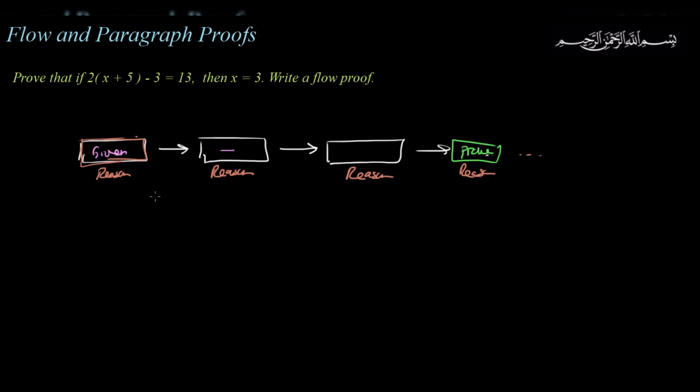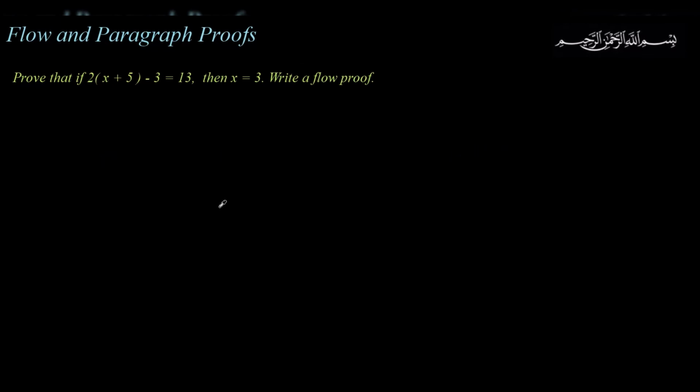A flow proof basically diagrams your thinking and requires you to write the reasons behind every particular step. So the first thing you do in a flow proof is write the given information and write what you have to prove. So in this case, we are given this particular equation. So let's write that as the given information.